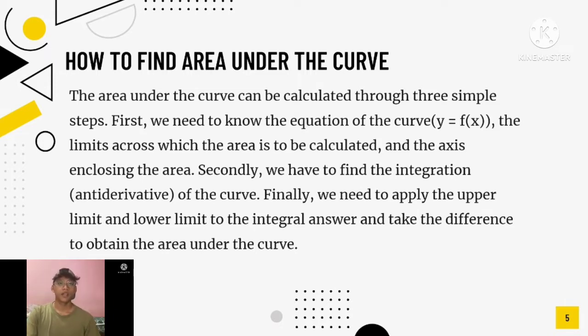I will be the one who presents how to find the area under the curve. First of all, the area under the curve can be calculated through three simple steps. First, we need to know the equation of the curve, y equals to a function, the limits across which the area is to be calculated, and the axis enclosed in the area. Secondly, we have to find the integration, the antiderivative, of the curve. Finally, we need to apply the upper limit and lower limit to the integral answer and take the difference to obtain the area under the curve.